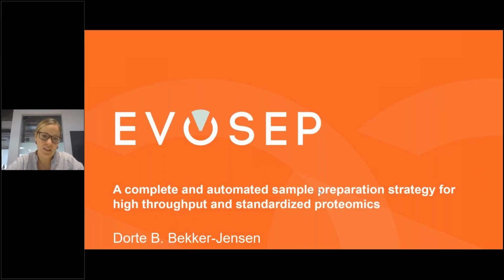We're super excited about automation. Of course, with the Evosep One, where we have a high throughput, we also need to produce a lot of samples. And of course, we need to eliminate variations in the sample prep. And here we believe that automation is necessary.